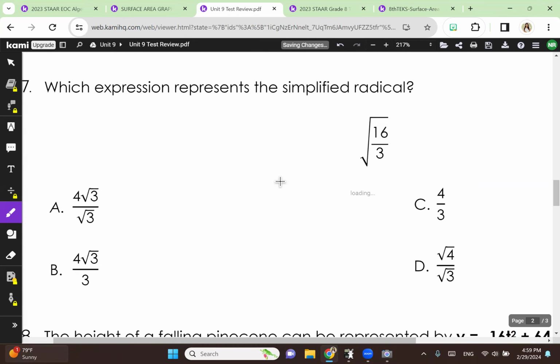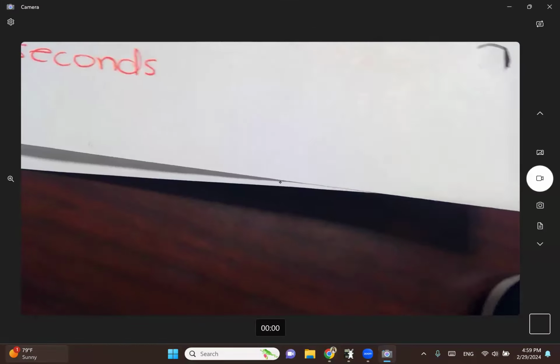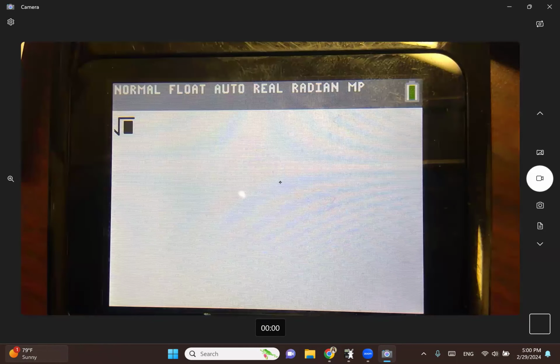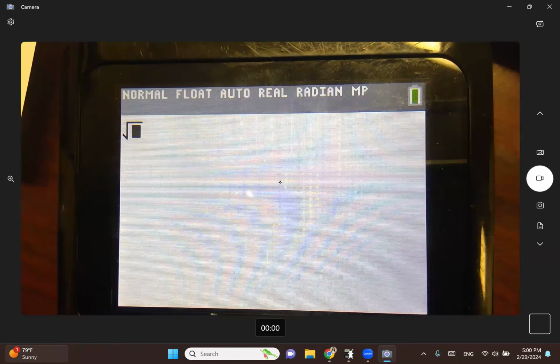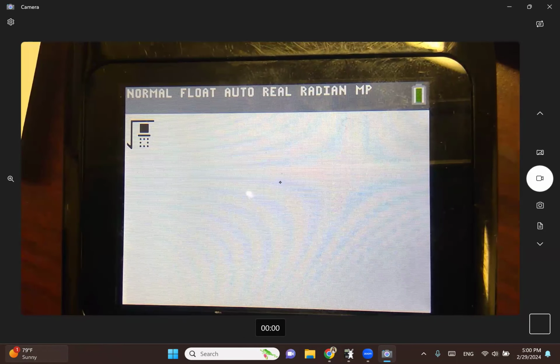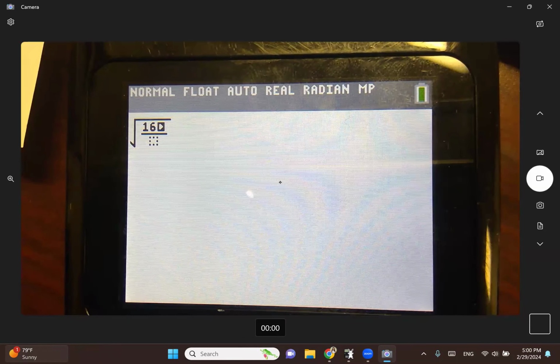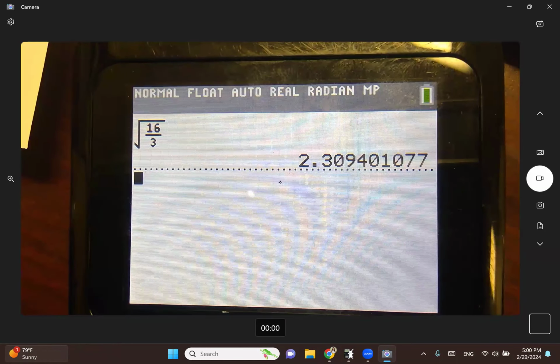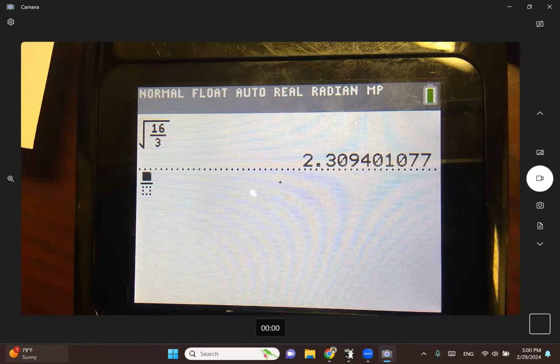Next one. This is one that I honestly did not teach you, but there is a calculator trick for it. Just like I told you with the other problem, you want to type it into your calculator. So let's see. Here we go. So we're going to do second square root. Because inside the square root you have a fraction, I'm going to do alpha x inside my fraction. So 16, and I go down, put my 3. There's my first decimal.